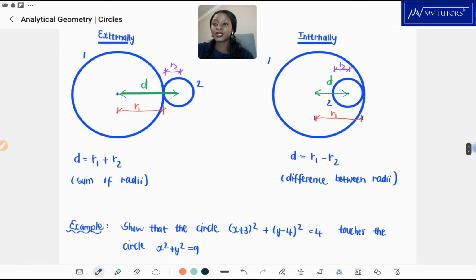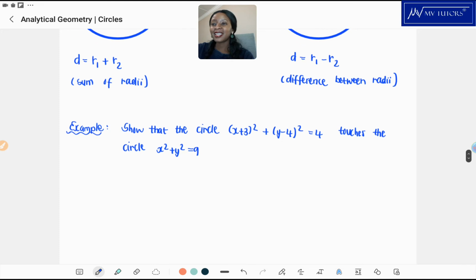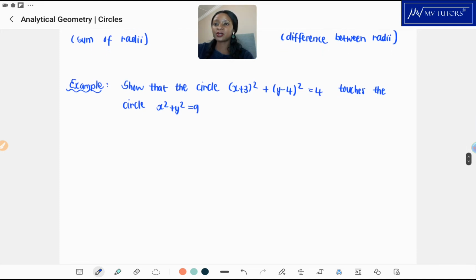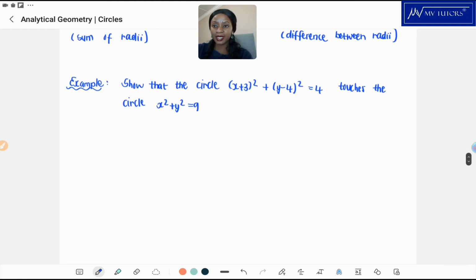So now let us do an example. They're saying, show that the circle (x + 3)² + (y − 4)² = 4 touches the other circle, x² + y² = 9. Already you know that the center of the first circle is (−3, 4) and the radius is 2. The second circle is at the origin, and it has a radius of 3.